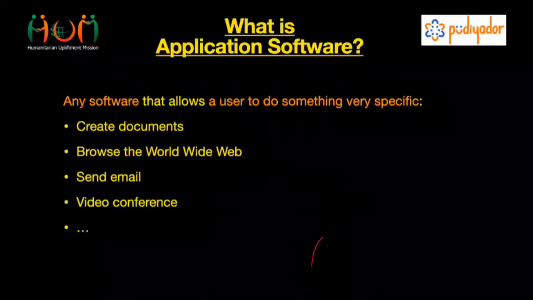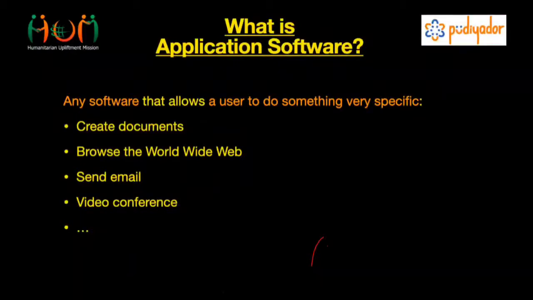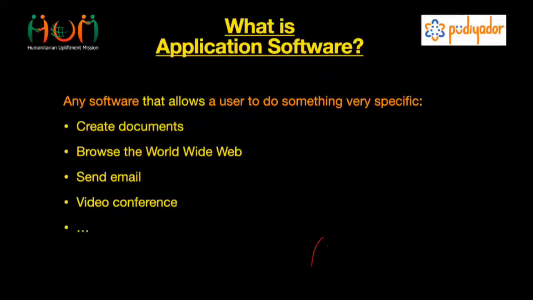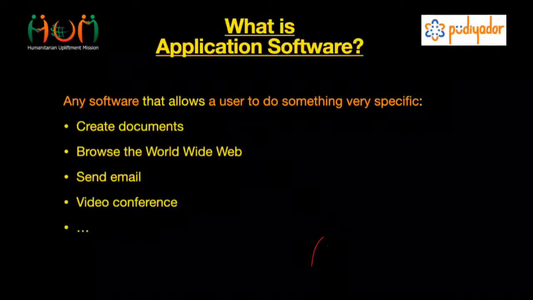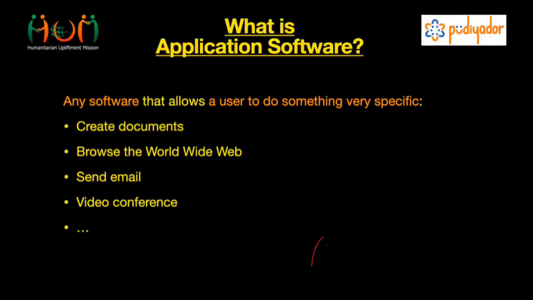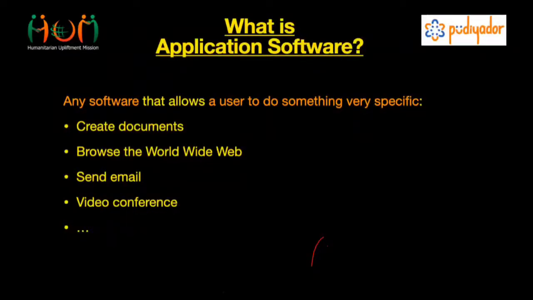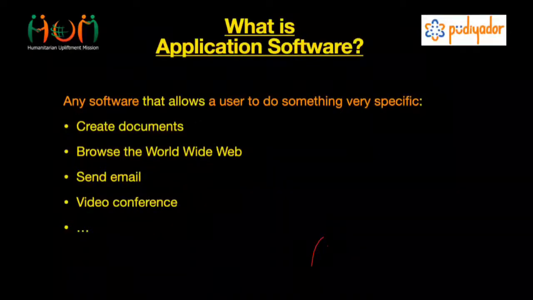So what are the different kinds of ways we use apps? We use them to create documents. We use them to browse the World Wide Web. When you're doing a search on the internet using your browser, you are actually browsing. Browsing means you're kind of looking around. You're using email apps or maybe Gmail to send email. Your Gmail is an app. Then you're using Zoom for video conference, like in this particular thing.